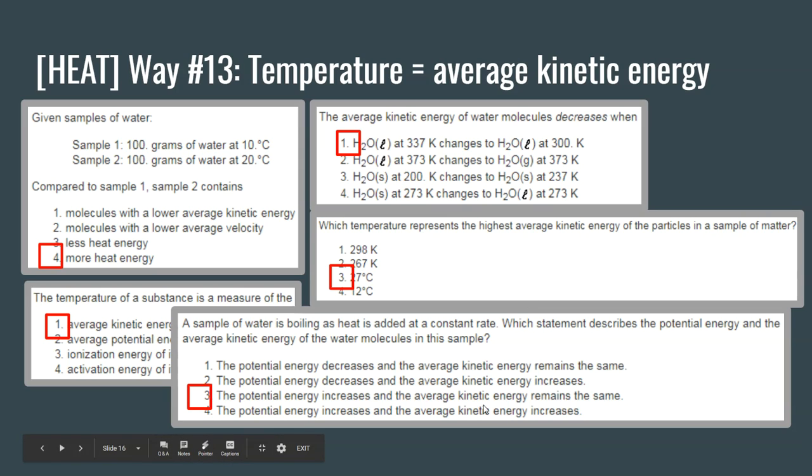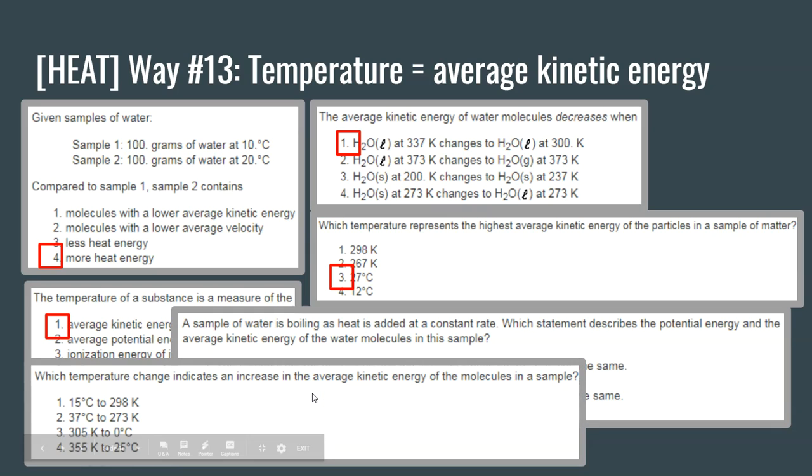Why? The boiling point remains the same at 100 degrees. Therefore, its average kinetic energy remains the same. But since heat is being added to evaporate this substance, its potential energy is increasing.